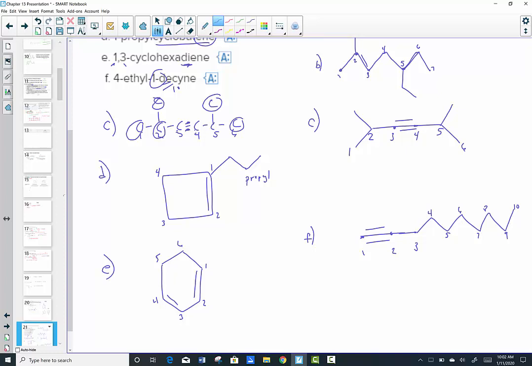At carbon 4, there's an ethyl group. So I want to give it room. I'm going to put it up and then out. That's a 2-carbon chain, thus ethyl, coming out at carbon 4 in a 10-carbon chain that has a triple bond between carbons 1 and 2. All right. Woo, we're doing it.